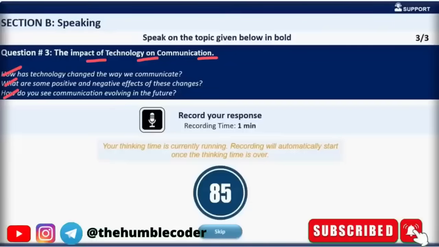On the positive side, technology has enabled instant communication, remote work, and global collaboration. However, it also has downsides such as reduced face-to-face interaction, the rise of misinformation, and the pressure to be always connected. In the future, I see communication becoming even more immersive with advancements like virtual and augmented reality.